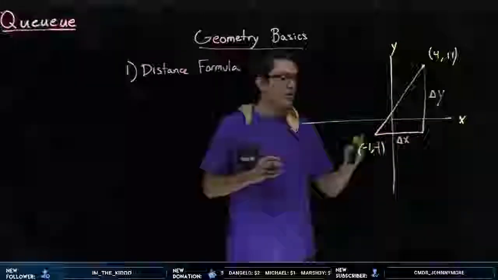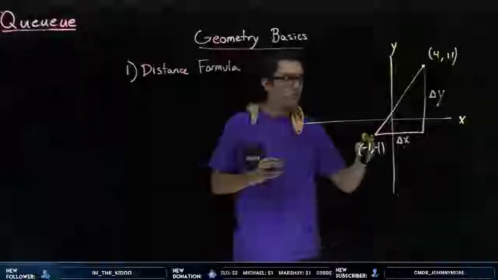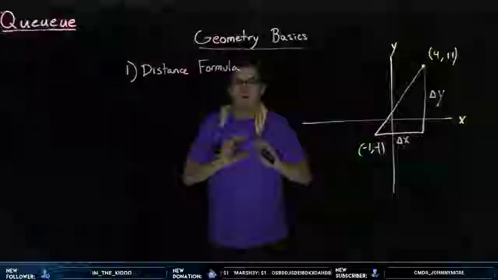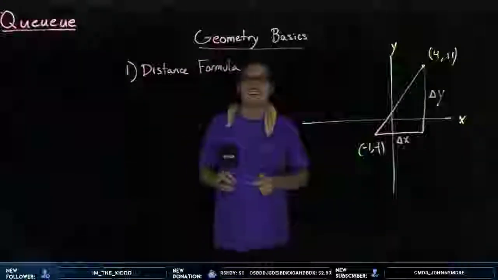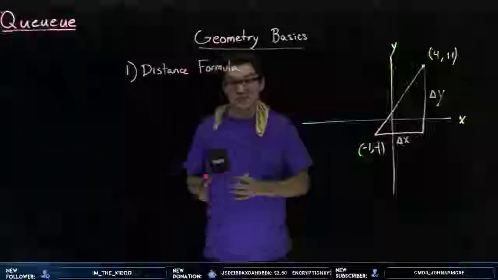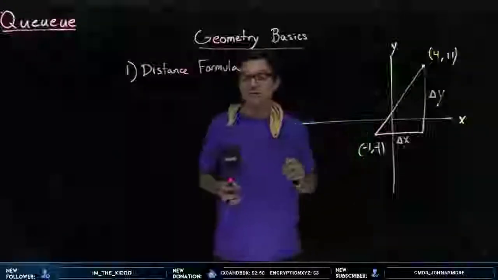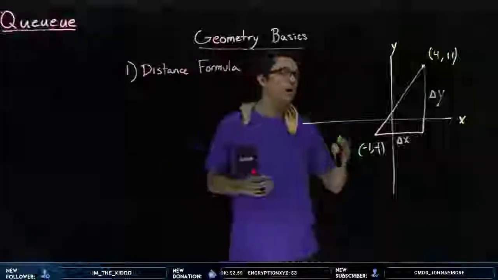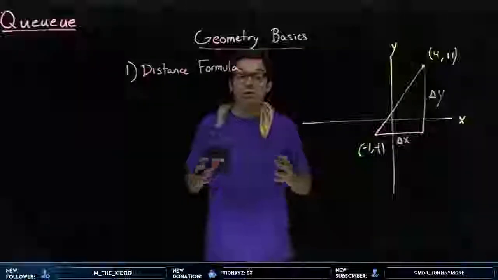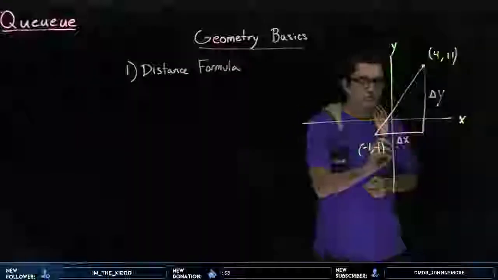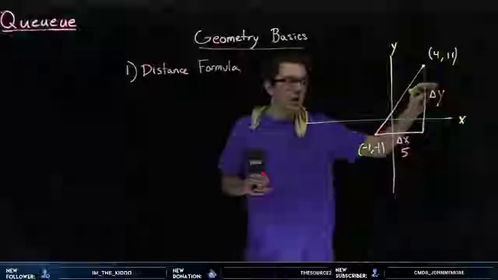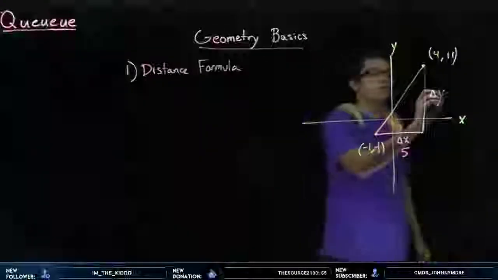Our 2 x coordinates are -1 and 4. So what's the distance between them? How do you usually find the distance between 2 numbers? You subtract them. Subtracting numbers finds the distance between them. You could subtract either way. I could do 4 minus -1, which is 4 plus 1, which is 5. I could do -1 minus 4, which is -5. Positives and negatives don't matter. It's just the overall number of units. So our delta x is 5. The delta y, same thing: 11 minus -1 gives us 12.